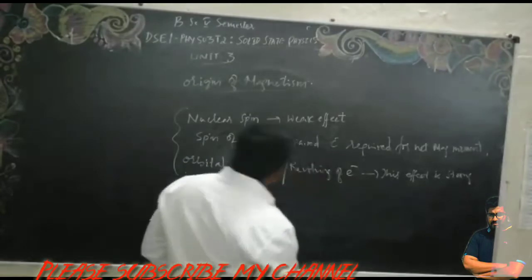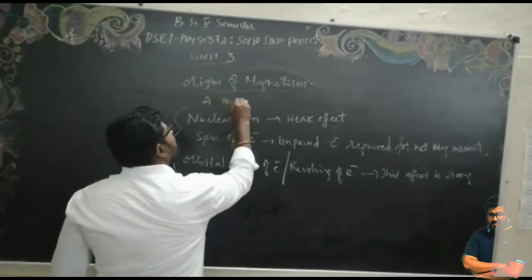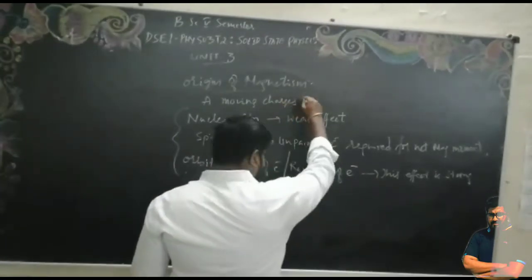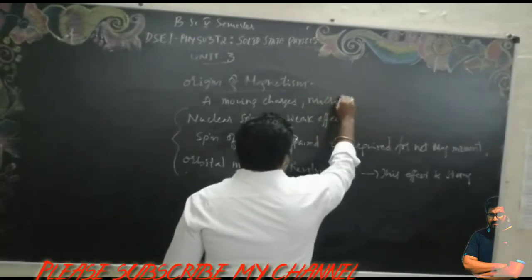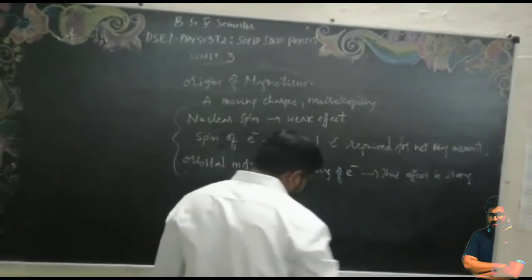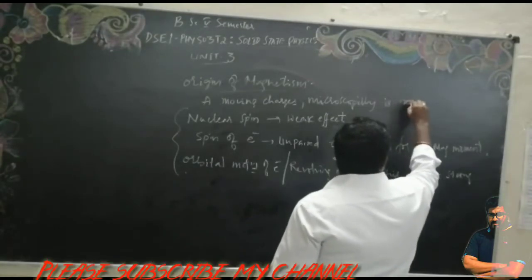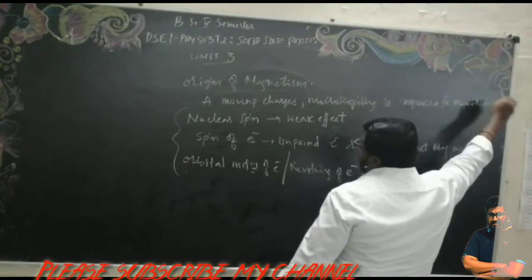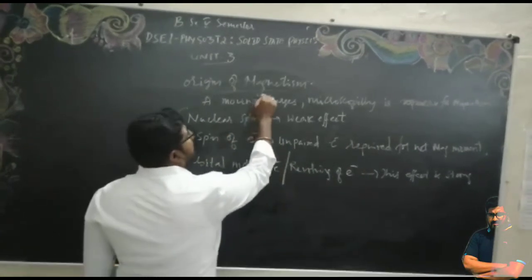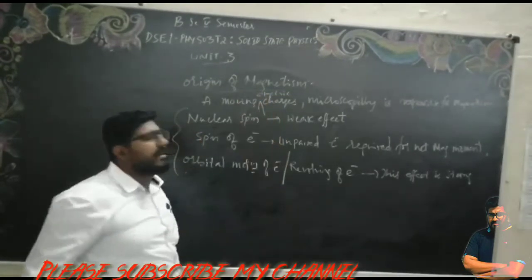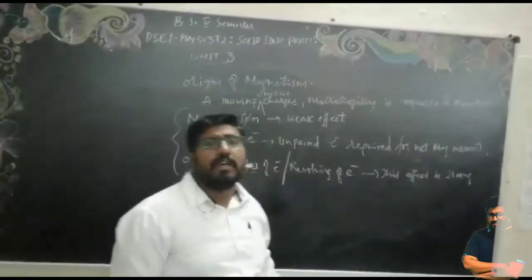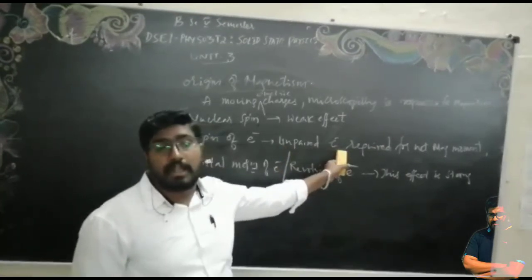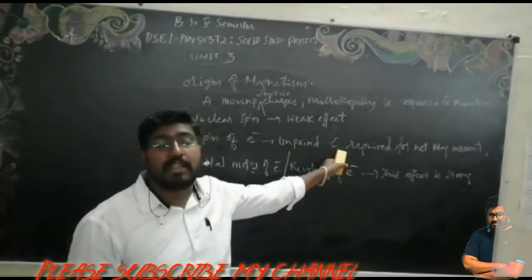So with all these things, if there is movement of charges, microscopically moving electric charges are responsible for magnetism. You can write the electric charges here. The moving electrical charges microscopically are responsible for magnetism, and a material is magnetized when it consists of an unpaired electron. If it is paired, that material does not have any magnetic property.